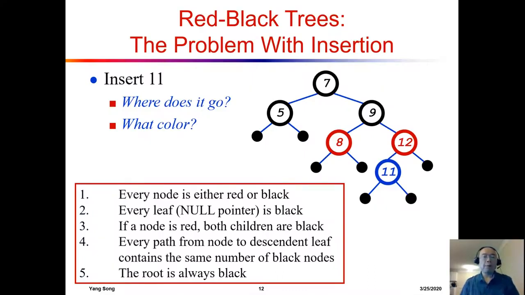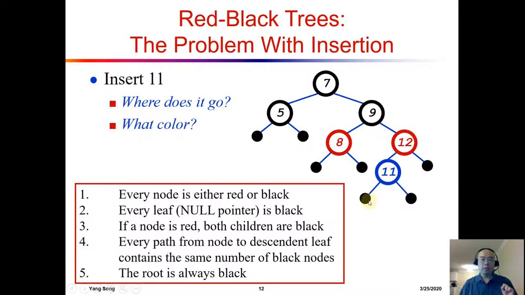Okay, how about black? If we color 11 black, can we live with that? The answer is no. If 11 is black, then from 7 to 9, 9 to 12, 12 to 11, and 11 to this one, we count a total of 1, 2, 3, and 4.